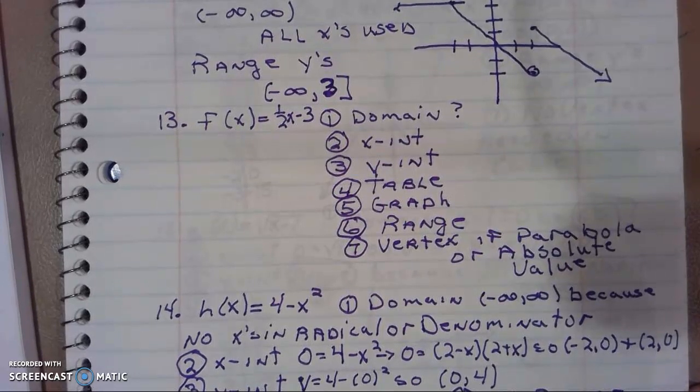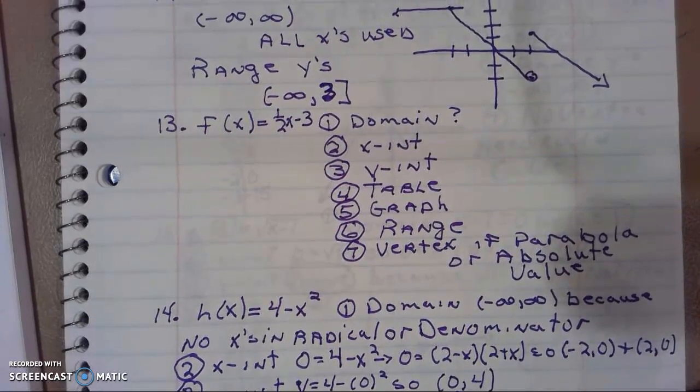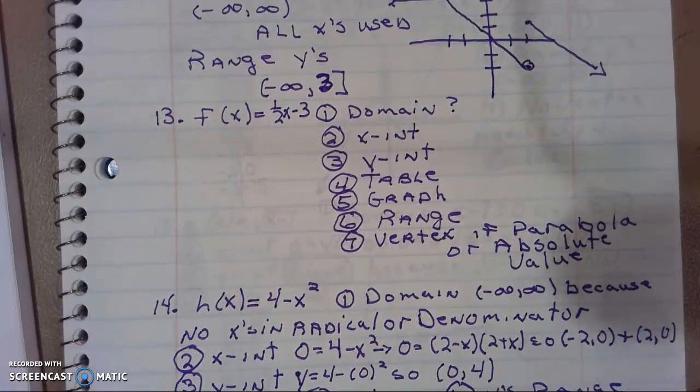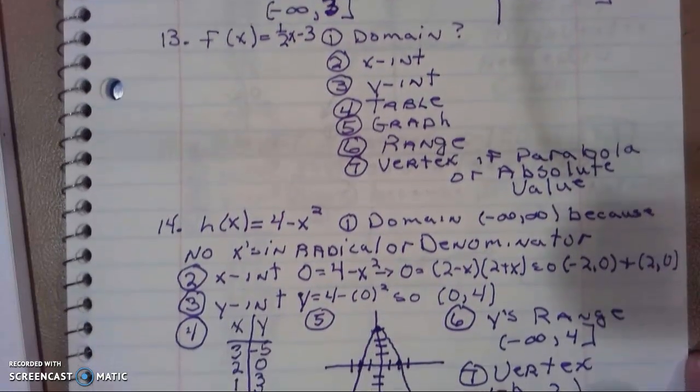13 and 14 and so on through 20, you need to do the domain on all of them. X-intercept if you have one. Y-intercept if you have one. Do a table. Do your graph and your range. And the vertex, if it's a parabola or absolute value, you need the vertex.